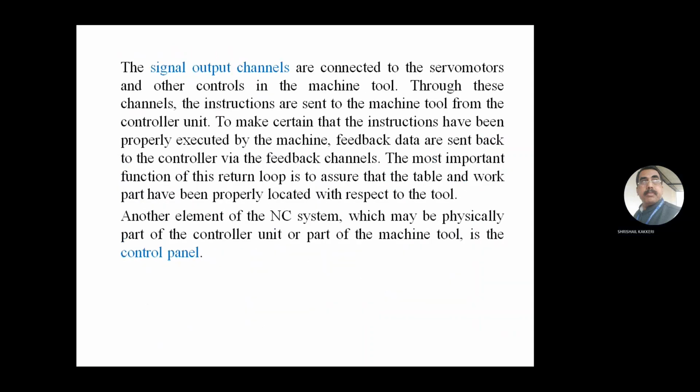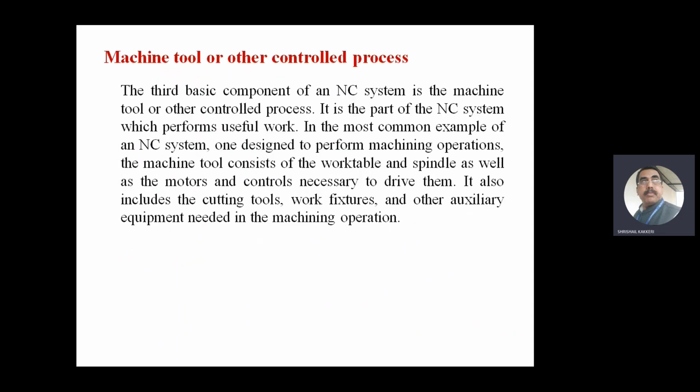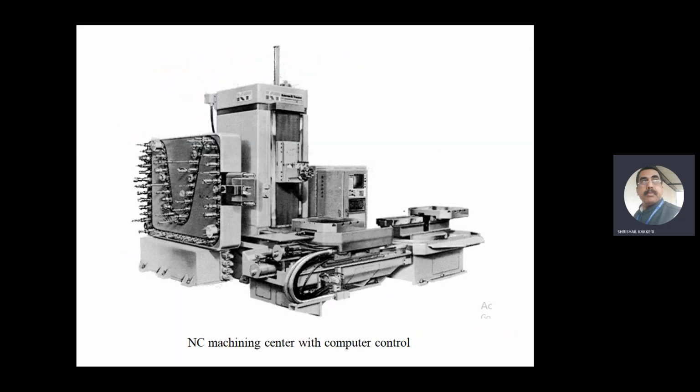Now, these feedback systems will be sending the information to the machine control unit, and the next block of information will be sent. In a similar way, it will be working. The next one is the machine. Machine, it may be a CNC drilling machine, welding machine, whatever it is. These machines will be controlled. These are the three important things.